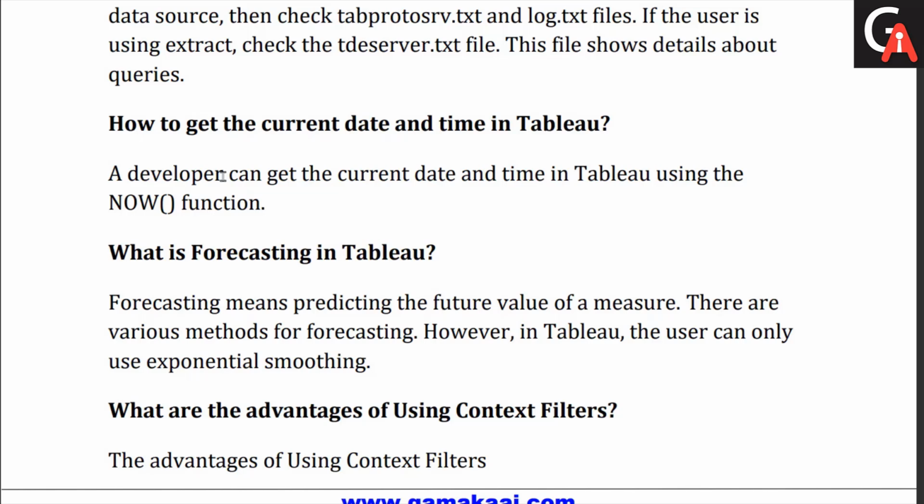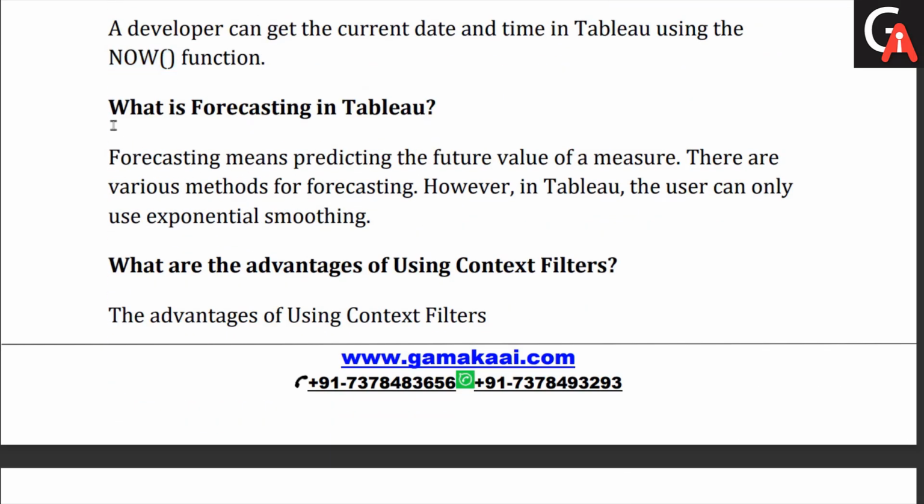A developer can get the current date and time in Tableau with the NOW function. So there is one time intelligence function called NOW, and we will get the current date and time. Clear? So next question we have: what is forecasting in Tableau?